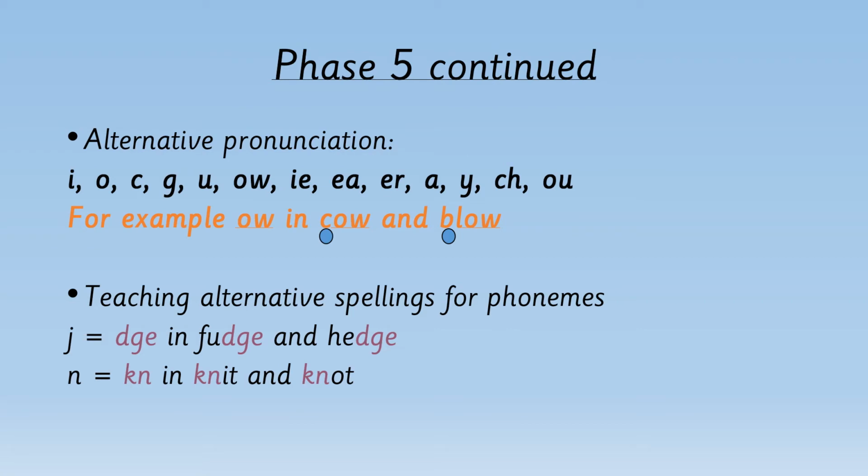Phase 5 continues with alternative pronunciations of graphemes. For example, OW can be ow in cow and oh in the word blow. We also teach alternative spellings for phonemes. So J can be spelled DGE in fudge and hedge, and N can be spelled KN with a silent K in words like knit and knot.